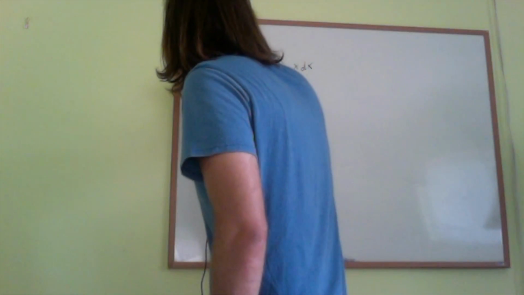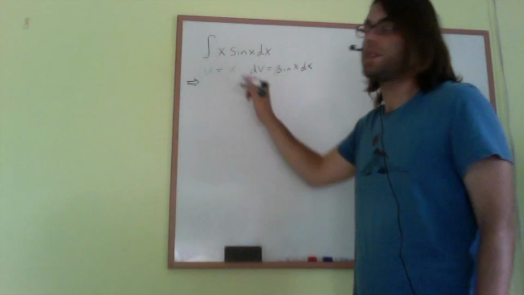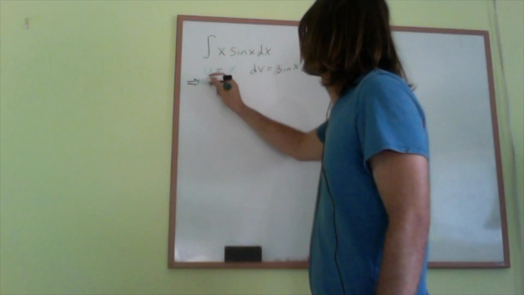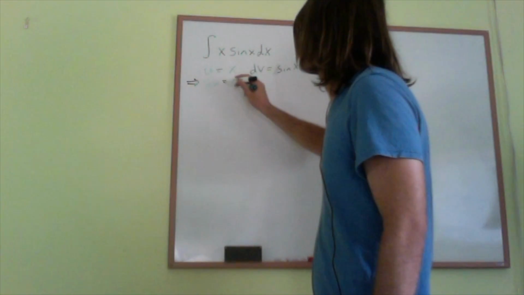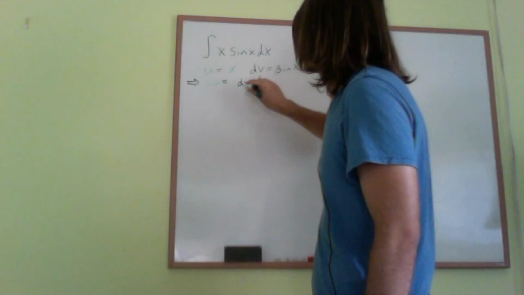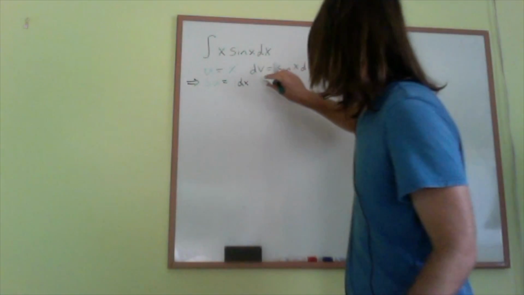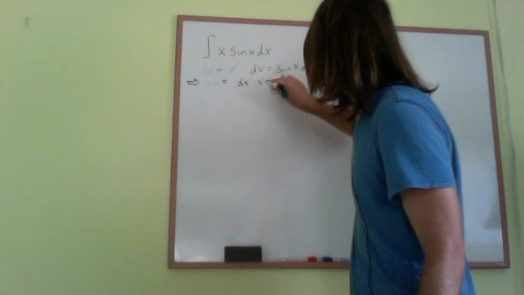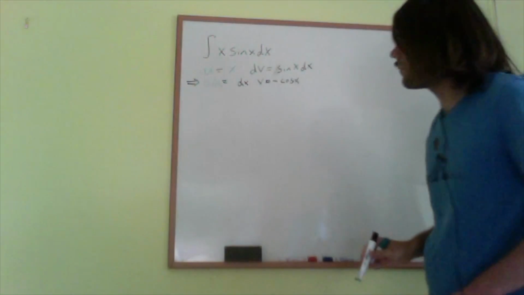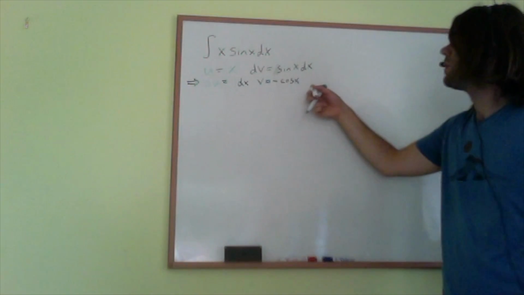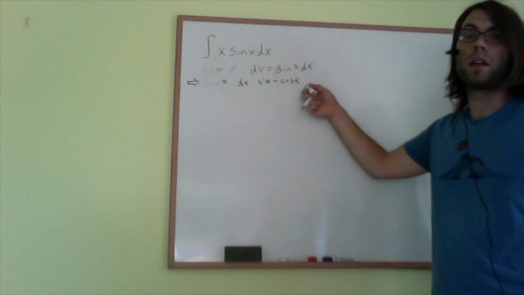and then this implies that the derivative of u, which is du, is equal to 1 dx, and the antiderivative of dv is v, which is negative cosine of x. Now any antiderivative here will do, so might as well choose the easiest, which is where c is 0.